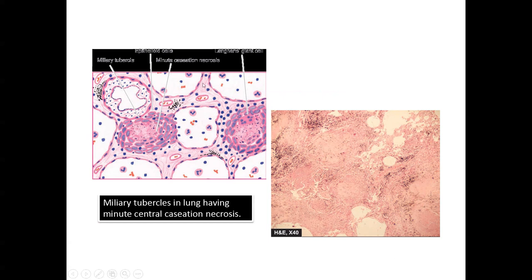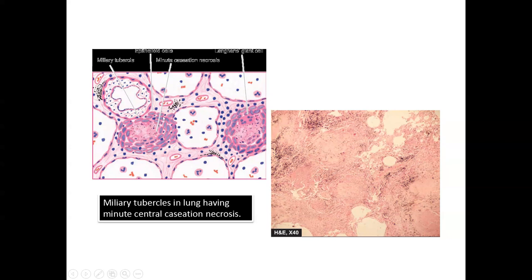Here you see again the picture of miliary tuberculosis in lung. Remember again, we see here central necrosis, caseous necrosis.